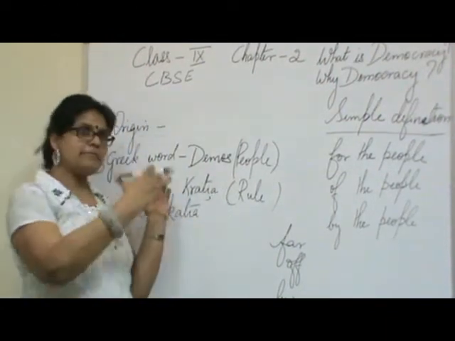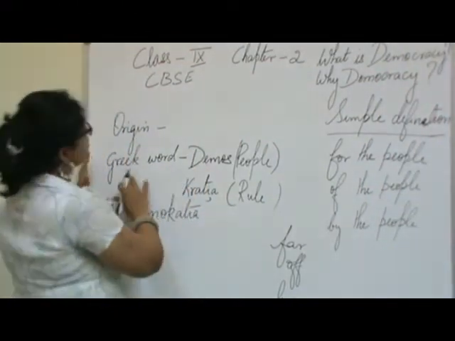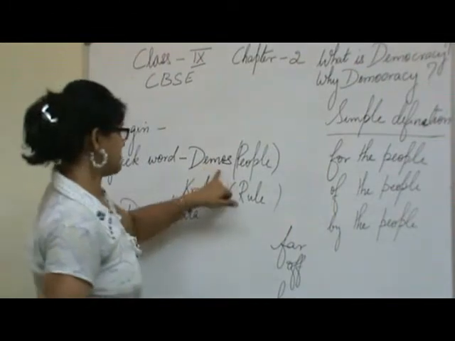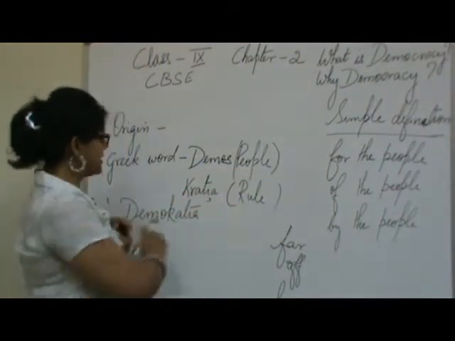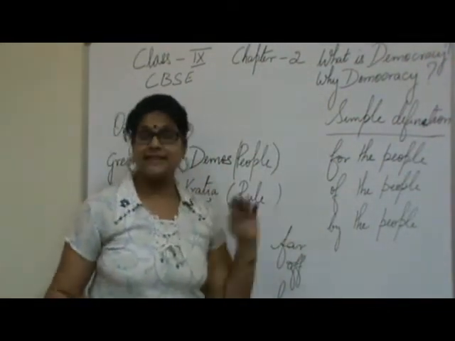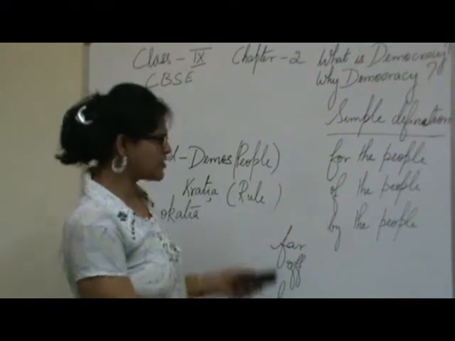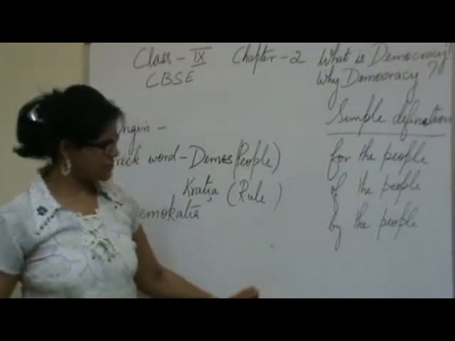And coming back to the origin of the word which we studied earlier as well, it has come from the Greek word demos, which means people, and kratia, which means rule, democratia. From this the word democracy has come. But getting to the point is, why do we think that democracy has become this today? What are the features of democracy today?